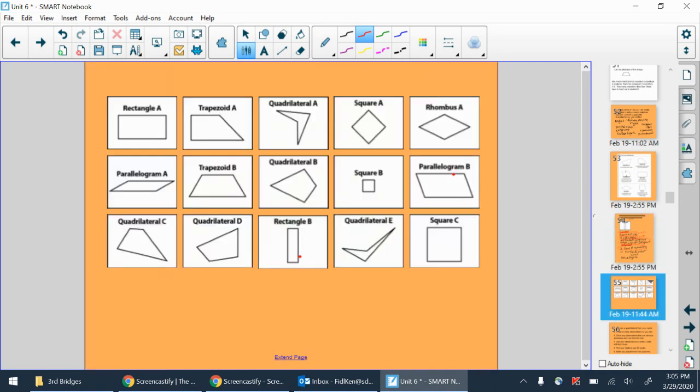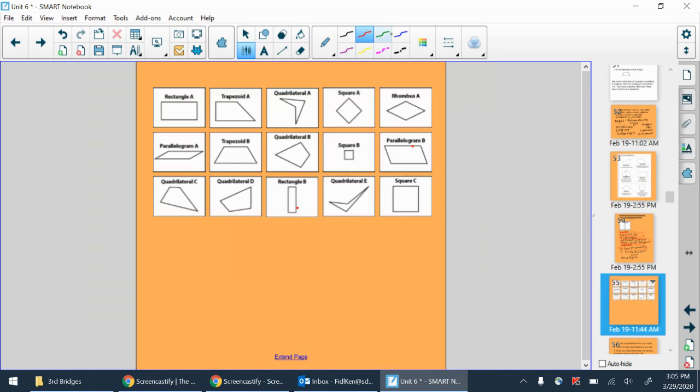So I'm actually going to write my riddle on this slide to maybe make it a little bit clearer for you guys. So I'm going to start off and I'm going to say clue number 1. Clue number 1. There are 2 pairs of parallel sides.